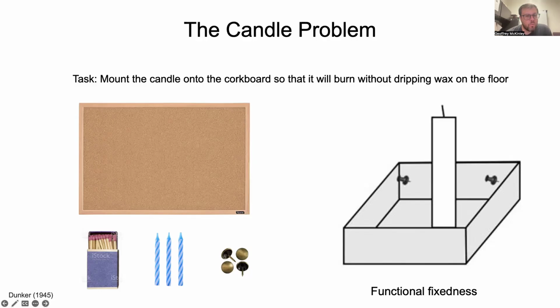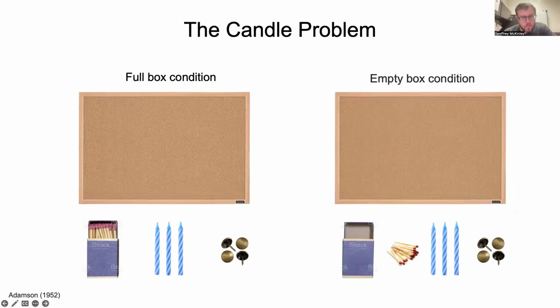So any kind of restructuring that occurs, or any kind of representation of the problem that makes the box more salient as an operator, should make it more likely that this problem gets solved. That's exactly what they did in this experiment by Adams in 1952. In one condition, called the full box condition, that's just the candle problem as you saw it earlier. However, in another condition, participants were shown the matchbox, but the matches were not inside the box anymore.